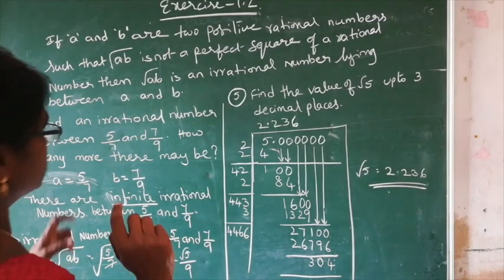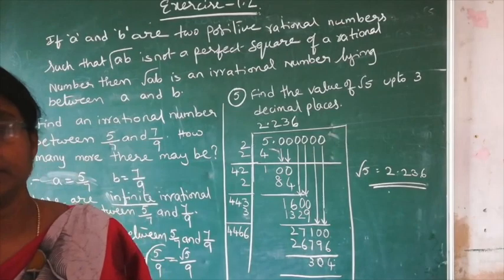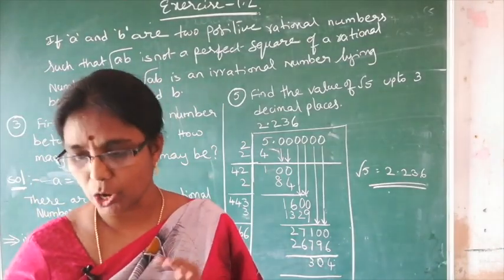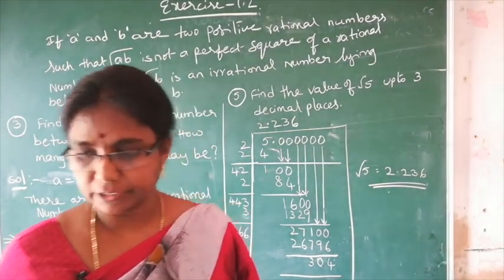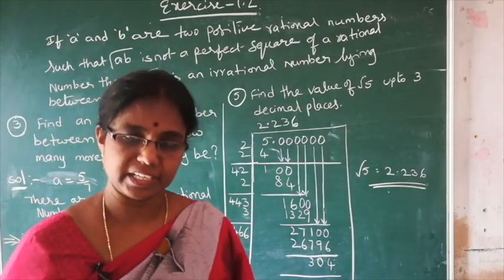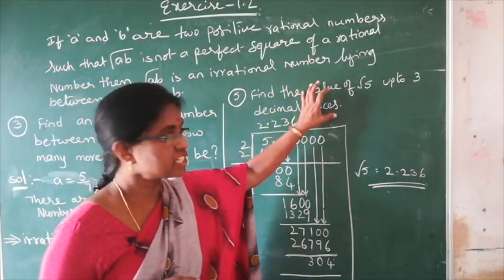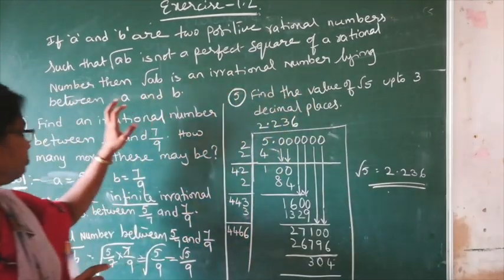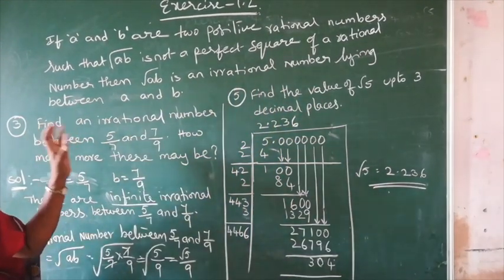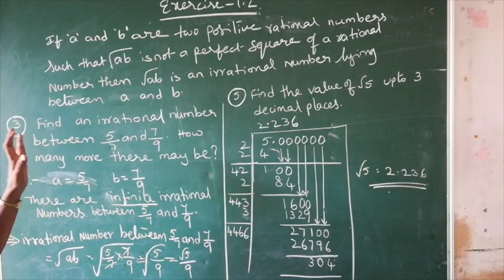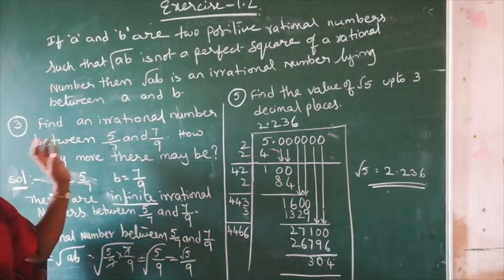Now exercise 2. In this exercise, on rational and irrational numbers, how to find out which is irrational and which is rational, how to find the root irrational numbers, and how to write two rational numbers, how many irrational numbers are there between them, how to find out those.